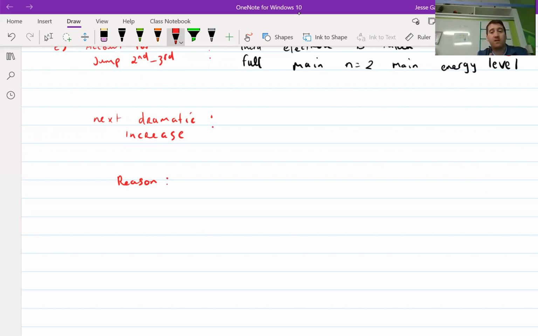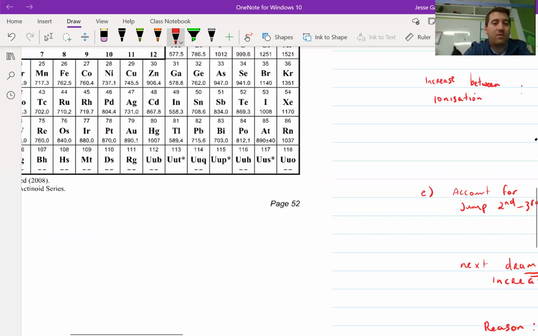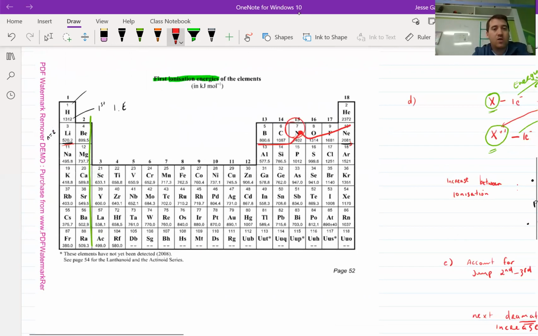Okay, there's a couple of answers that they would have accepted here, but there's only one really that I think is the right answer, because they asked for the next dramatic increase. So they're looking for the next one where it's another full main energy level. So at which stage will magnesium be at a full main energy level? So again, let's go back up here for a second to our periodic table. I'm just going to rub all of this out for a second, all this color, and we'll just get our hands on magnesium. Okay, here's magnesium.